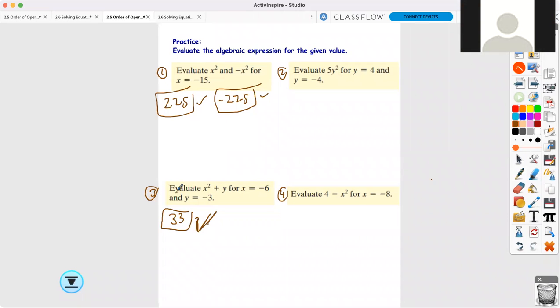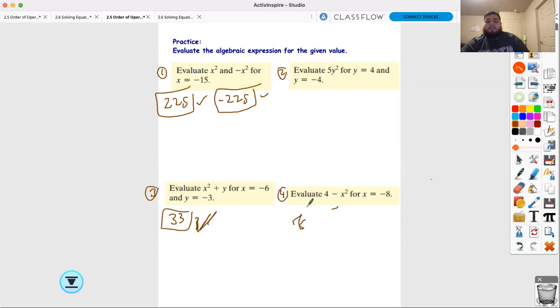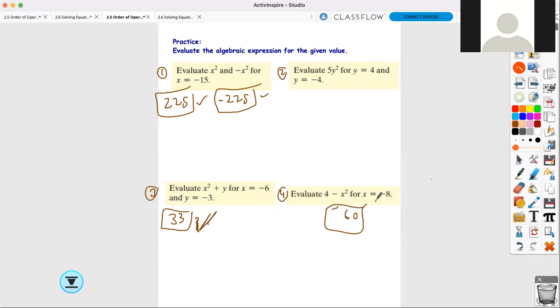Is number 4 a negative number? Yes, sir, it is. I got negative 60. Negative 16. Does anyone agree or disagree with Jacob's negative 60? All right. I agree.